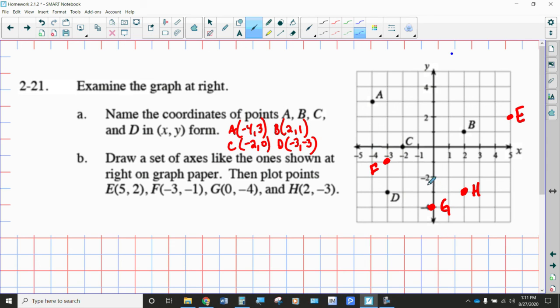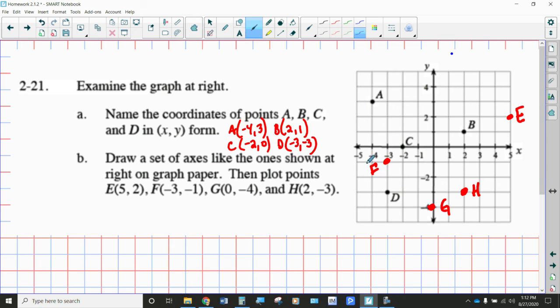So remember, when you're naming these points, these are XY coordinates. So find where your point is on the x-axis first, right? A was at -4, C was at -2, D was at -3, B was at 2. Then identify where it lines up with the y-axis.